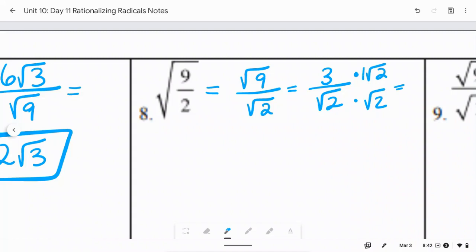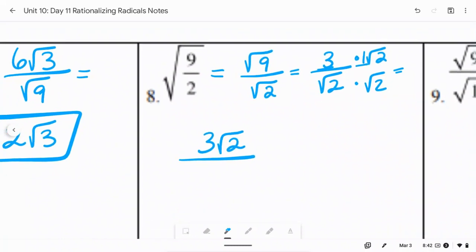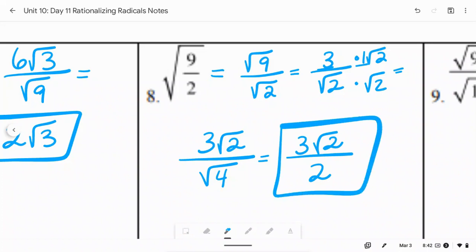In the numerator, you can only multiply the 3 by the outside number. So 3 times 1 is 3, and then bring down the square root 2. In the denominator, I'm going to multiply 2 times 2 to get the square root of 4. And then I notice I can reduce the square root of 4 to just 2. In the numerator, I have 3 square root 2, and I can't reduce the 3 over 2, so this would be my final answer for number 8.